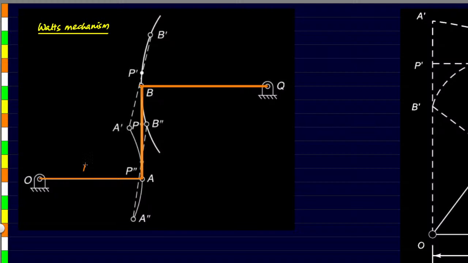How many links are there? This is a link, which is binary because there are two joints on this. Then the link AB is also a binary link because there are only two joints. And the link BQ is again a binary link because there are only two joints. Is there any other link?